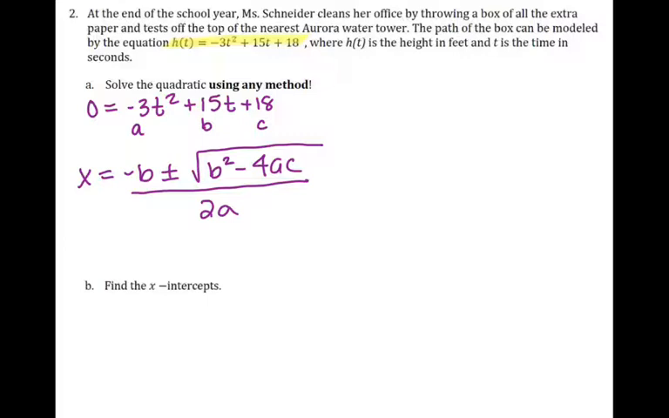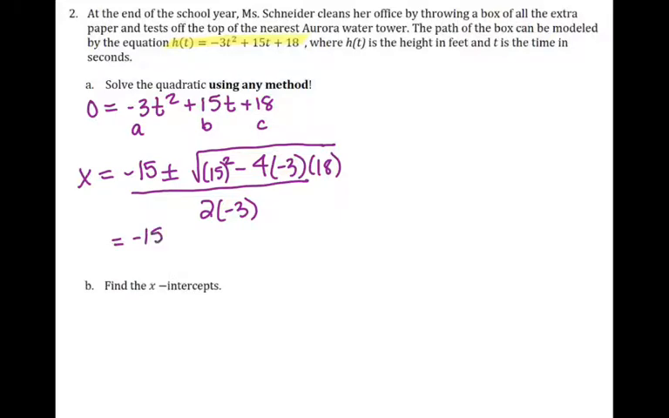So -b, since b is 15, I can go ahead and replace my b's with 15. Same thing underneath the radical with that b squared. I'm going to do 15 squared minus 4 times a. a is -3. -3 is also on the bottom of your equation, so I replace that as well. And I do need my c because it's minus 4ac. So all of that is underneath the radical.